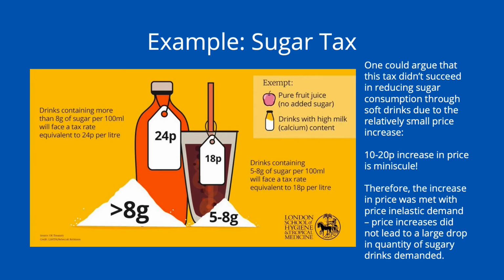The failure of the UK sugar tax to bring about a large decrease in sugar consumption can be explained using the concept of PED. The tax led to an average price hike of 10 to 20p for most sugary soft drinks. For most consumers, 20p is tiny relative to their income, so the tax was met with price inelastic demand. This is why the tax didn't have the intended effect of reducing the quantity of sugary drinks consumed in the UK.